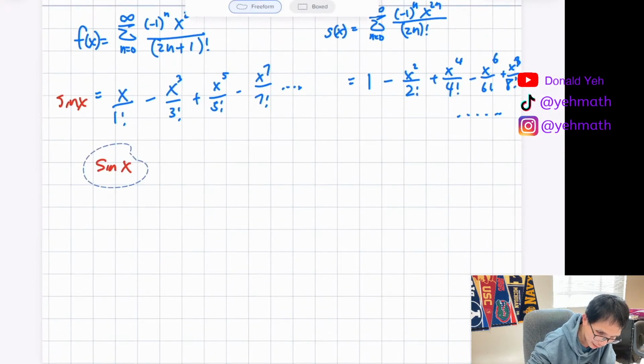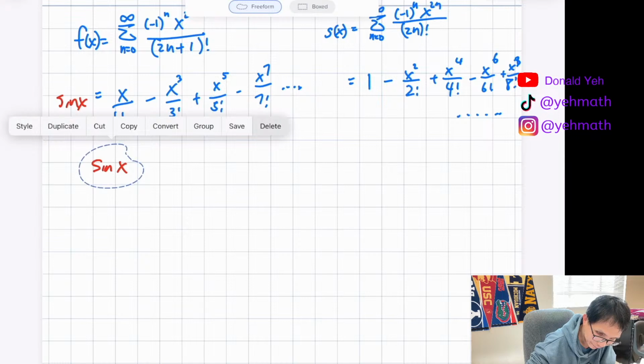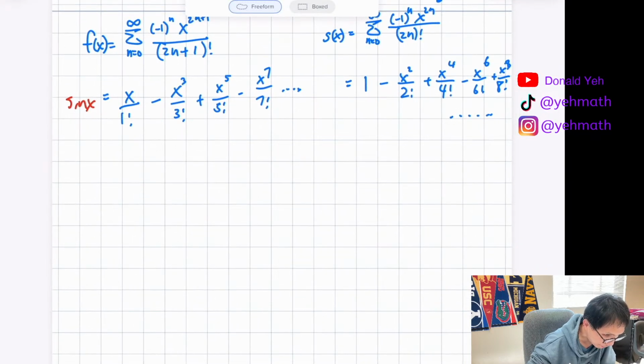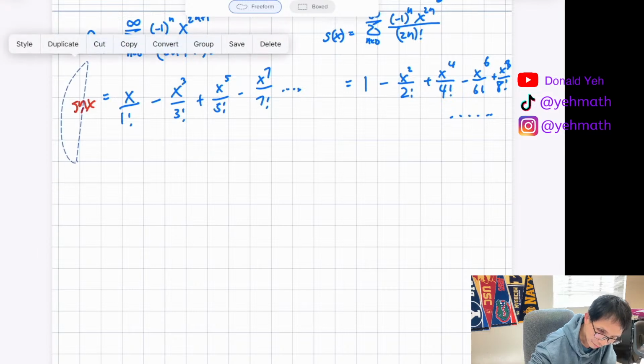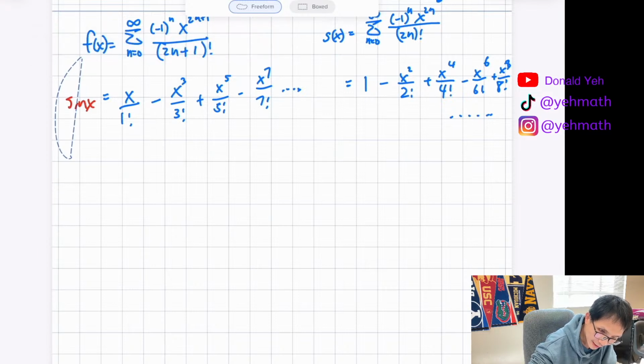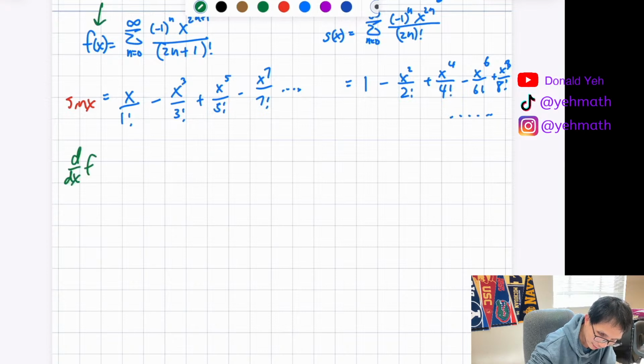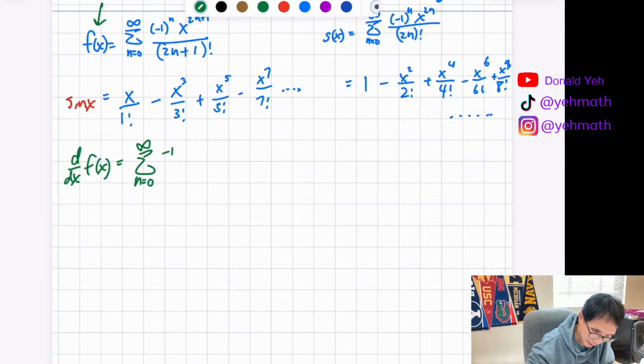You actually started doing question 57. So let's try this, right? So we know this is f of x. Oops, my bad. Let's take a derivative of this function. So d over dx of f of x, the summation of n equal to 0 to infinity. Negative 1 to the n is not going to change, right?